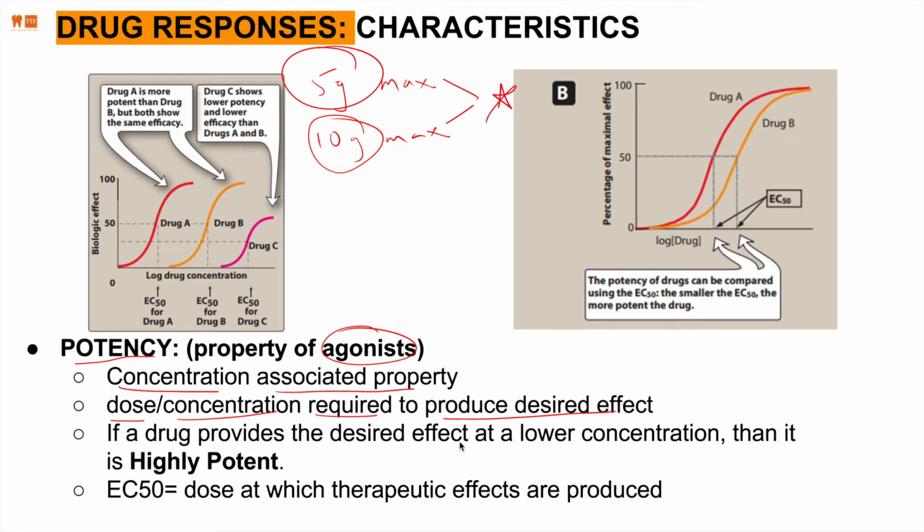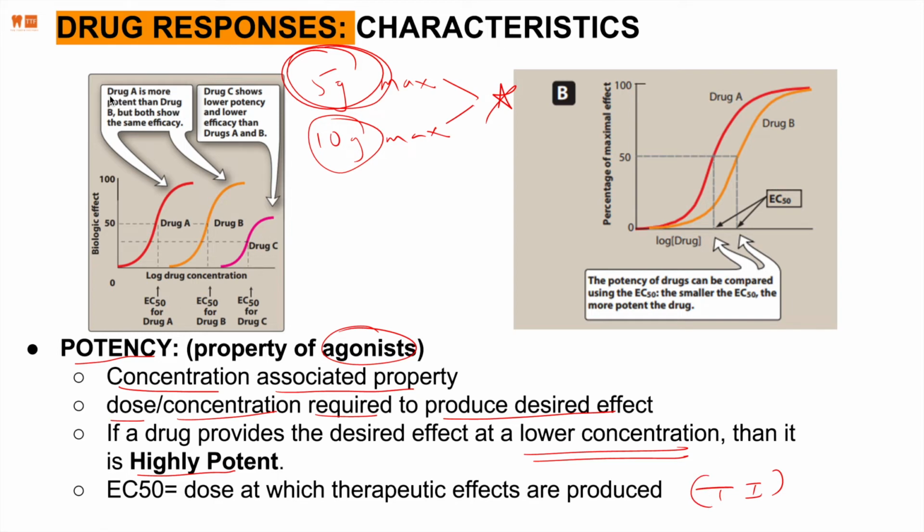If a drug provides desired effects at a lower concentration, right here, then it is highly potent. If these two have the same effects, but 5 grams for drug A and 10 grams for drug B, then drug A is more potent. And EC50 is the dose at which the therapeutic effects are produced. Remember in our therapeutic index in our previous lecture.